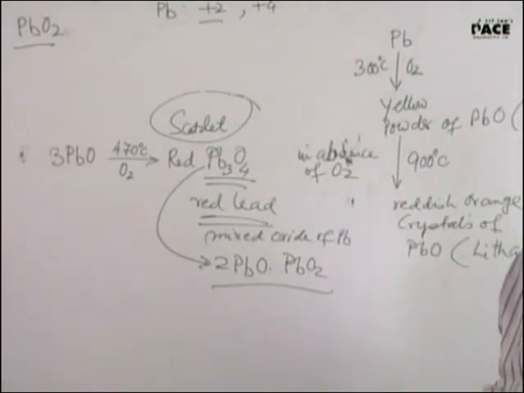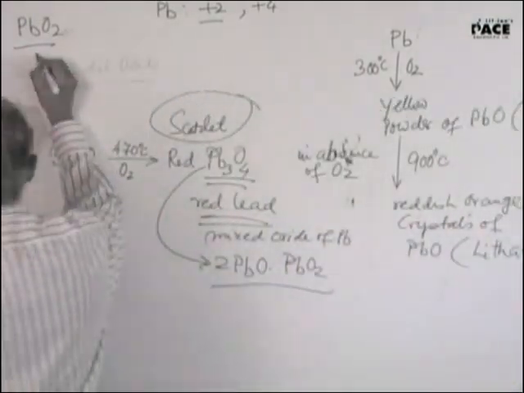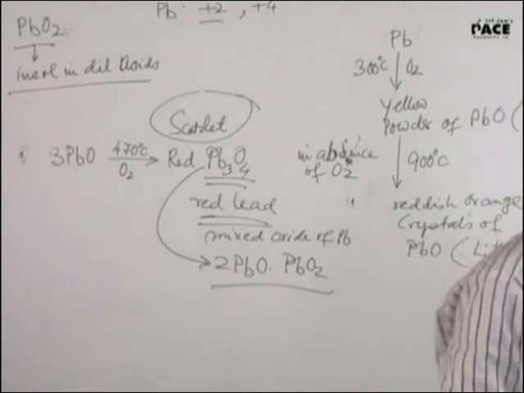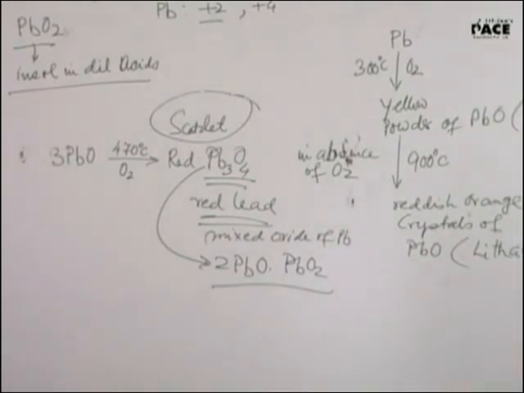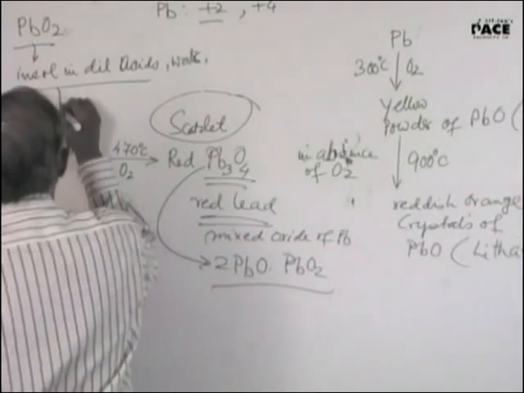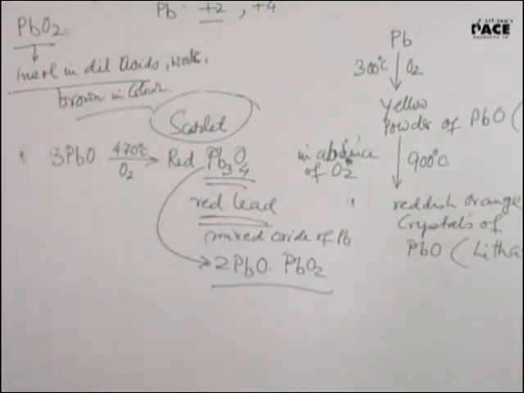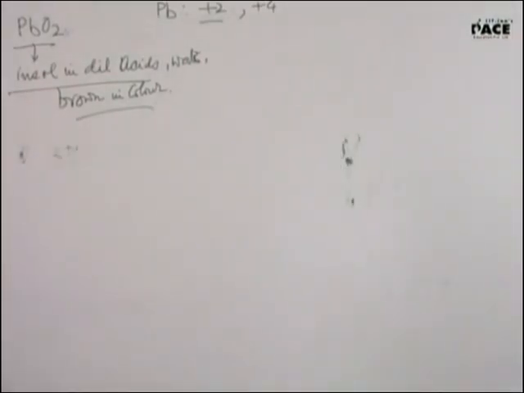How can I prepare PbO2? PbO2 is insoluble in water and in dilute acids and is brown in color. Remember that lead dioxide is insoluble in dilute acids and water and is a brown color. What is the oxidation state of lead in lead dioxide? +4. So it will show an oxidizing behavior.